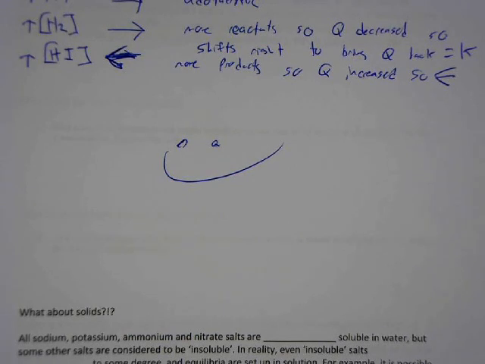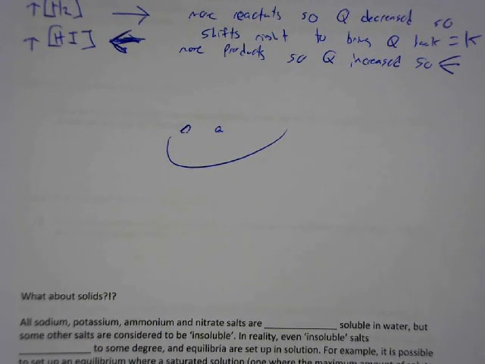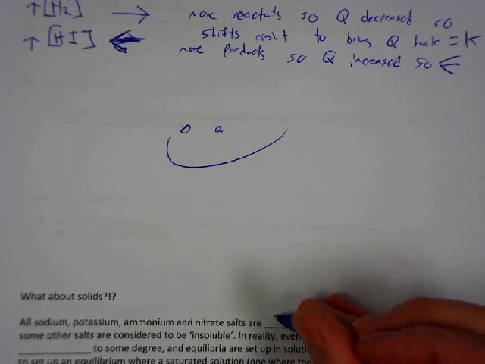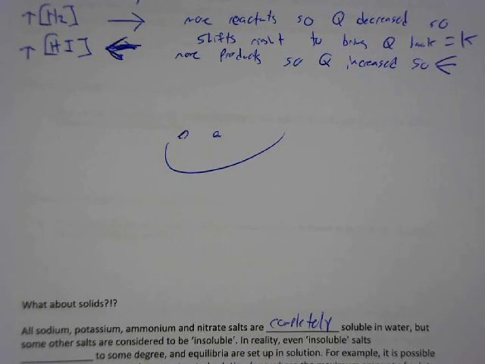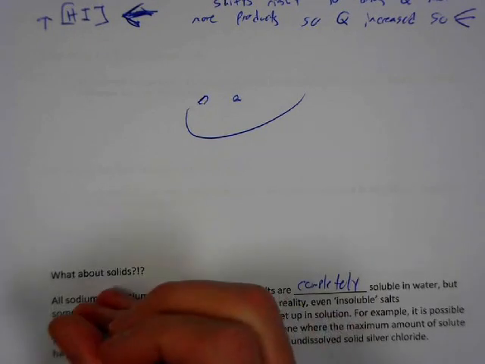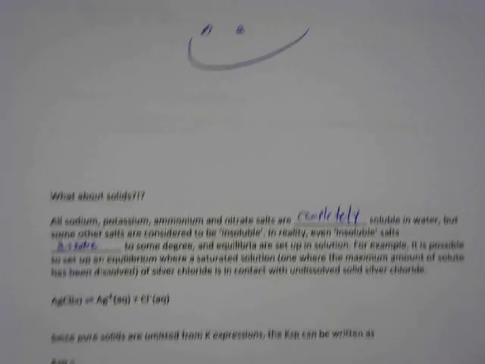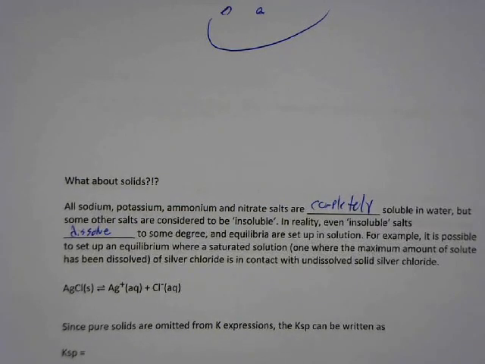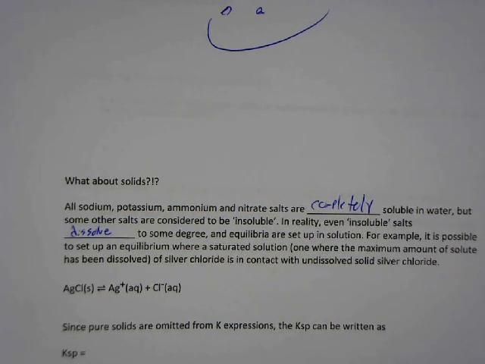So what about solids? All sodium, potassium, and ammonium nitrate salts. Do you guys remember this? We'll say completely, for this purpose. They're completely soluble in water. But some other salts are considered to be insoluble. In reality, even insoluble salts dissolve to some degree, because we know that most of chemistry is just a lie. And equilibria are set up in solution.